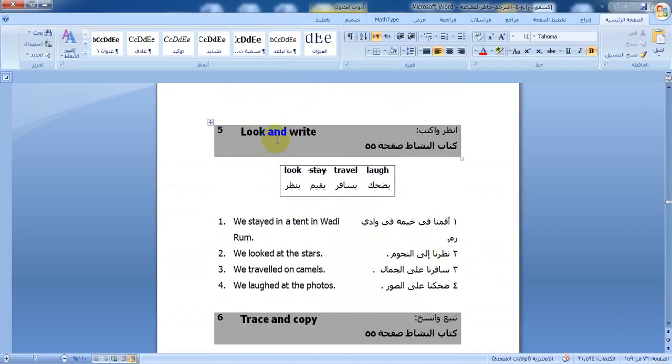Look and write. Look, stay, travel, laugh. 1. We stayed in a tent in Wadi Rum. 2. We looked at the stars. 3. We traveled on camels. 4. We laughed at the photos.